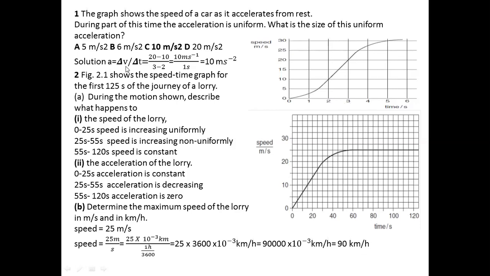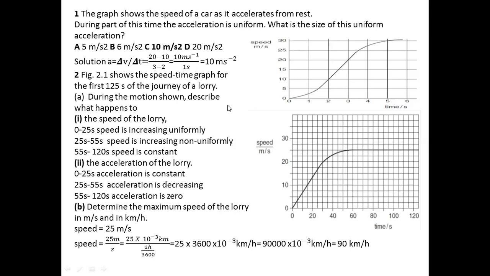Acceleration is equivalent to change in velocity over change in time. So final velocity is 20 meters per second when time is 3 seconds, and the initial velocity is 10 meters per second when time is 2 seconds. So using the formula, the final answer is 10 meter per second squared.